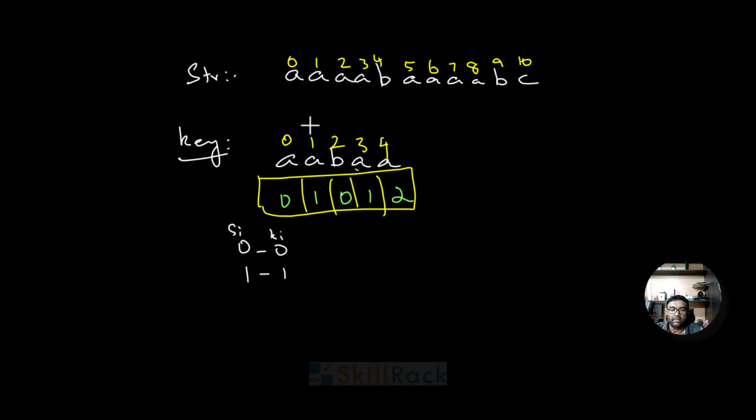1, 1. Is it matching? Yes. Then you will go to 2, 2. So 2, 2, it is not matching. Now, should you go all the way to 0? No. So here you are, key index.